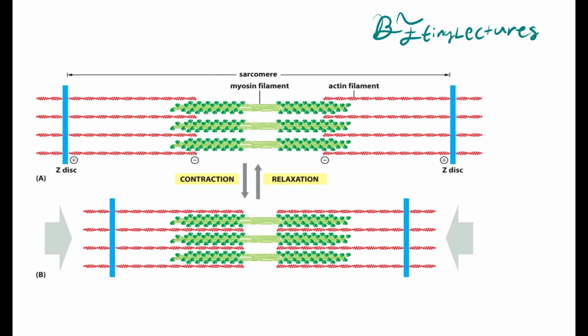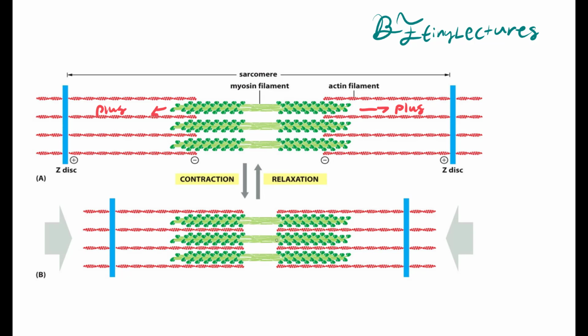Here, in order to contract, the myosin II heads will associate with the actin filaments. The myosin II heads will go towards the plus ends. So the myosin heads will connect with the actin filaments and go towards the plus end. Here in the bottom picture, we have the contraction. Notice that the sarcomere kind of squeezed together.